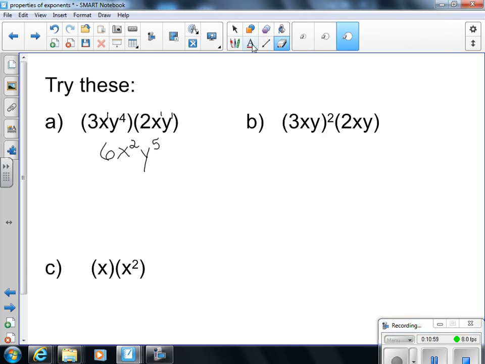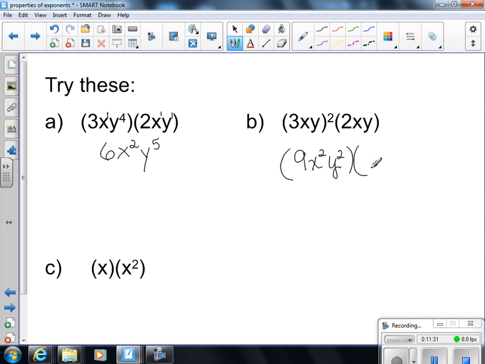Okay, let's try this next one. Now, I do notice that there is a quantity that's being raised by a power, so we need to do that first. It's kind of like following your order of operations. The 3 is being taken to the second power, the x is being taken to the second power, and so is the y. What is 3 to the second power? 9. 3 times 3 is 9. X to the second power? X squared, or to the power of 2, and y to the second power. Now I could take all of that times 2xy.